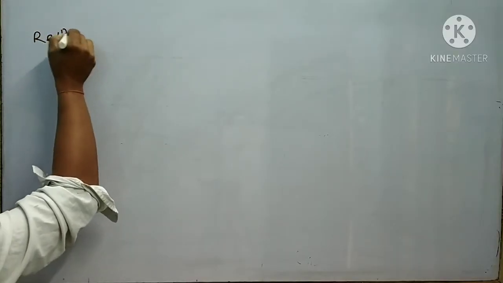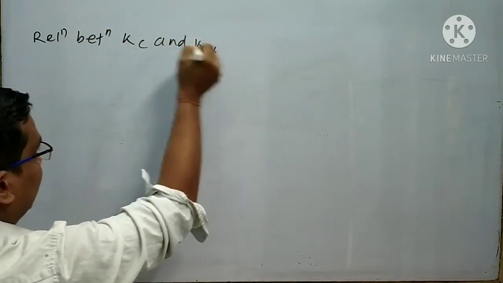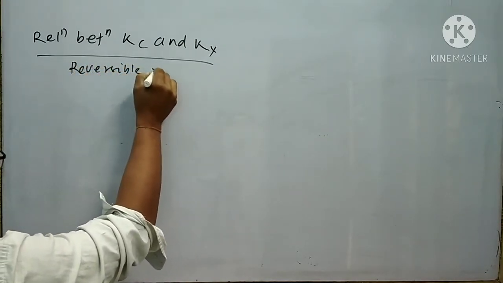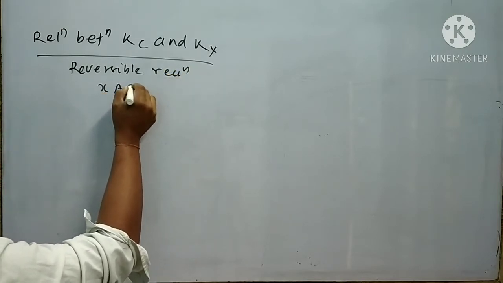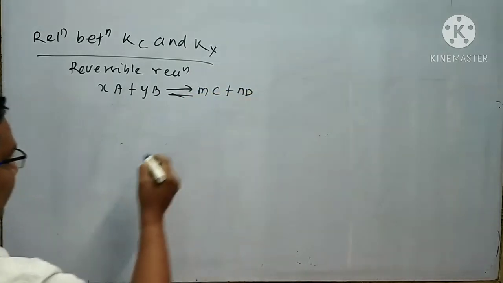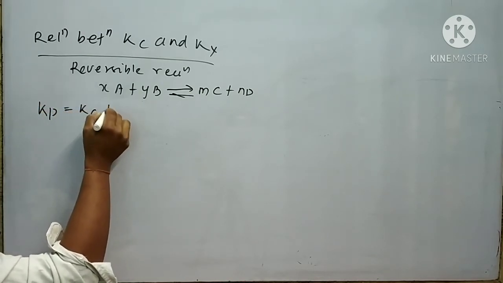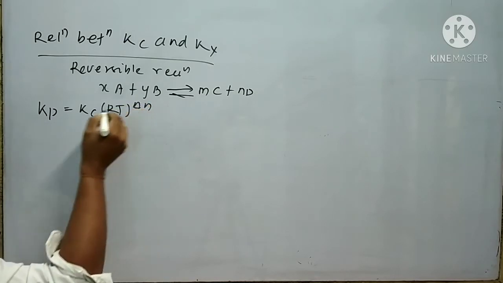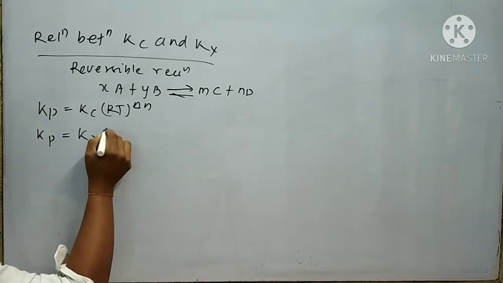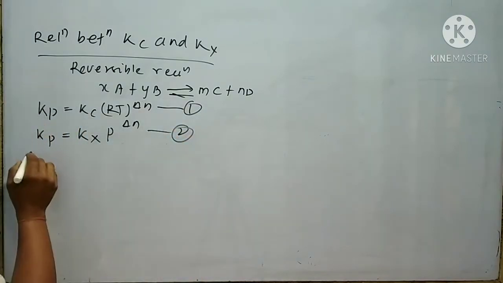Next I want to explain the relation between Kc and Kx. Suppose we take a reversible reaction xA plus yB gives mC plus nD. For this reaction I can write Kp equal to Kc into RT to the power del n. Similarly I can write Kp equal to Kx into P to the power del n. Suppose this is your equation 1, this is your equation 2.